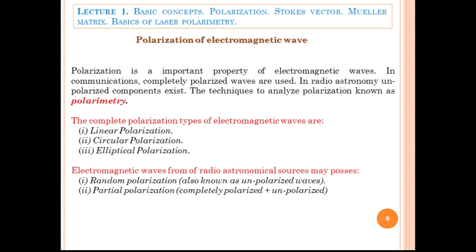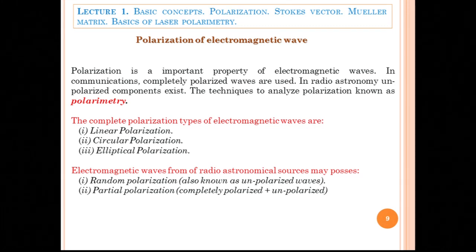So, what was said, it's an important property of electromagnetic waves. For example, in communication, completely polarized waves are used. In radio astronomy, an unpolarized component exists. And the technique to analyze the polarization is known as polarimetry. When we deal with laser radiation, it is called laser polarimetry.